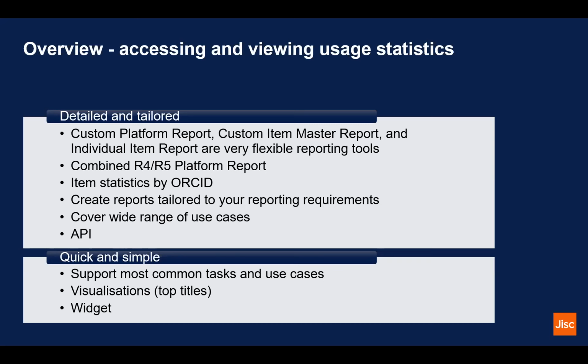The individual item report gives the full details of an item with a direct link to the item in its repository. The detailed results of this report can also be accessed directly by clicking on the title of an item in the results from the item master report. When you access and view your usage statistics, we hope you'll find that the reports are both detailed and flexible enough for you to be able to create reports that suit all your reporting needs. And the reports are driven by the IRUS API.